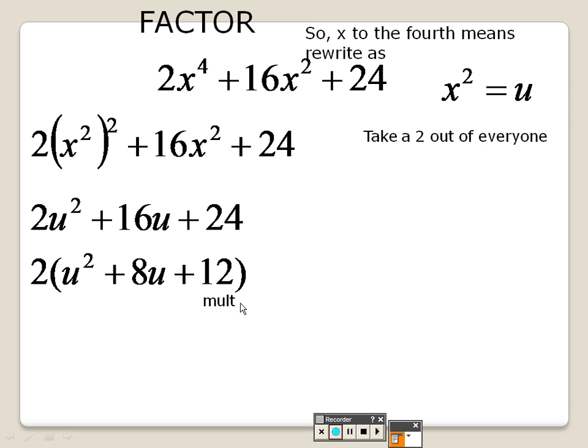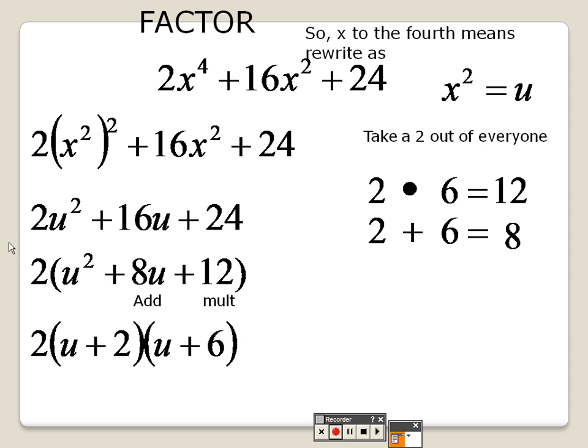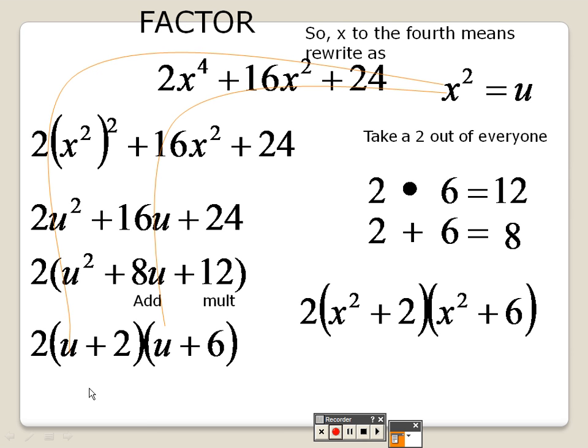And can you think of two numbers that multiply to give you 12 that add to give you 8? I can, right? 2 and 6. Because 2 times 6 is 12, and 2 plus 6 is 8. So I have that 2 still on the outside, and I can rewrite this as u plus 2 and u plus 6. Except, once again, I have everything in terms of x, not u. So I have to take that x squared and plug it right back in there. So I end up with 2 times x squared plus 2 and x squared plus 6.